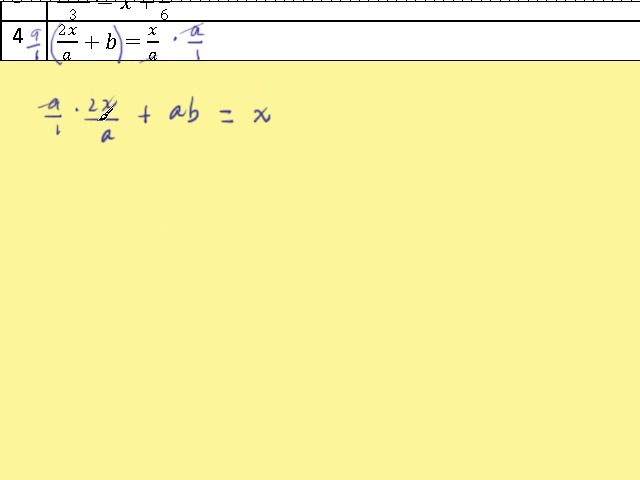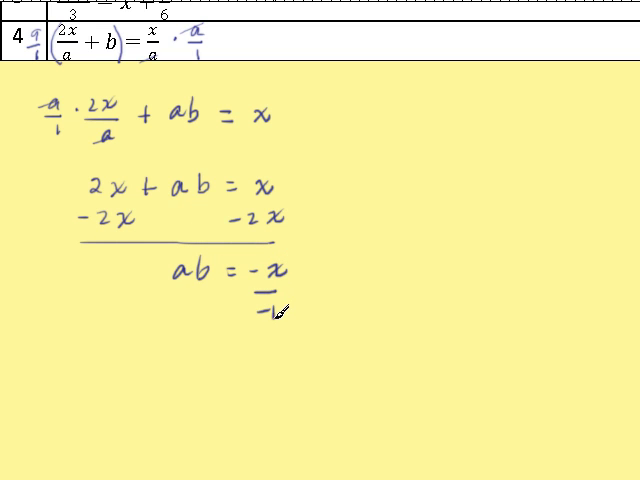Okay, on the left, we can also cancel these a's. So let me rewrite that. 2x plus ab is equal to x. Let's bring the x terms together, subtract 2x from both sides. And we have ab is equal to minus x. And let's just divide by minus 1, and we have x is equal to negative ab.